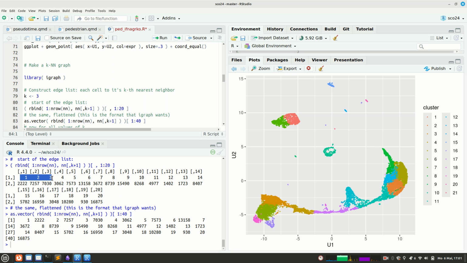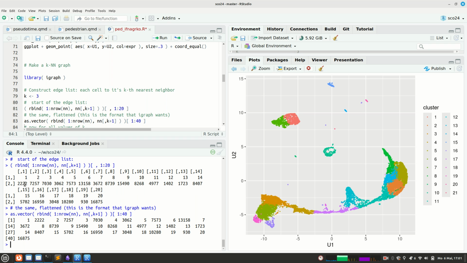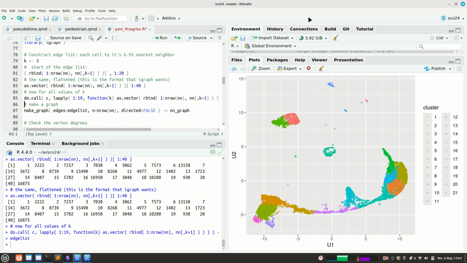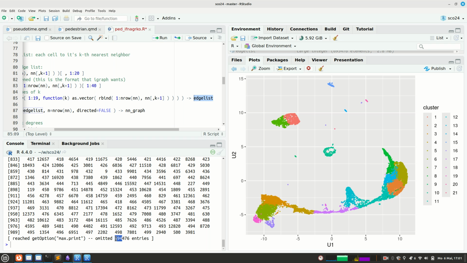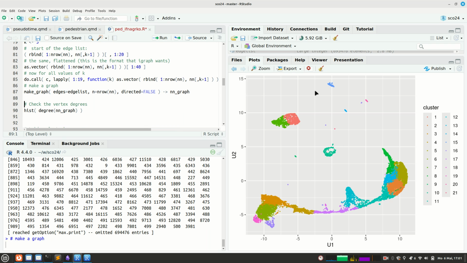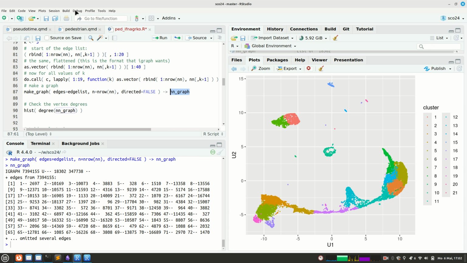So this is why I have to take this table and read it off column-wise, going from here to here to here to here, to make this long vector. And I do this for all the vectors. And then I get this really long edge list with 600,000 edges, and I can tell it to make a graph by storing all these edges. And this I now call my NN neighborhood graph. It connects each cell with its nearest neighbors.